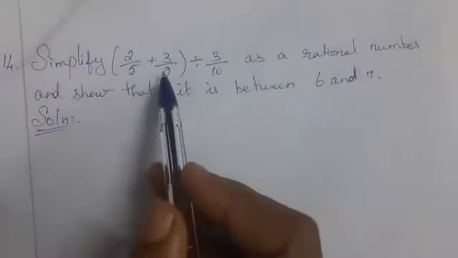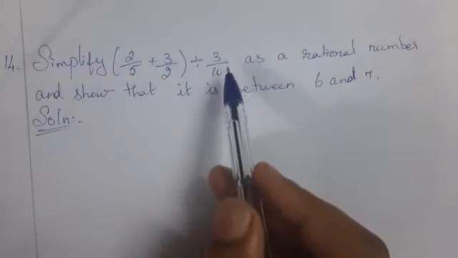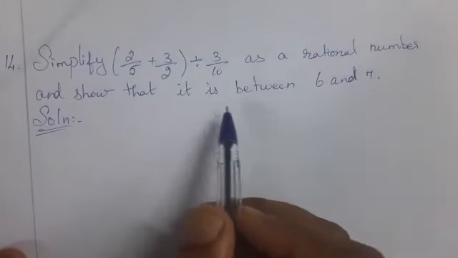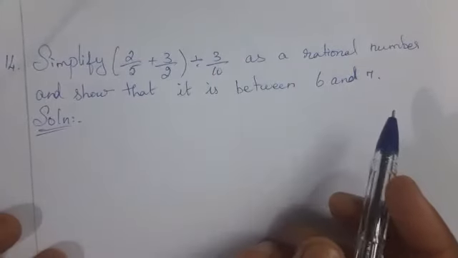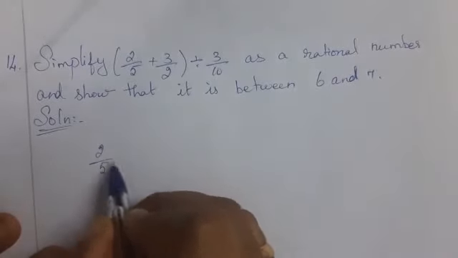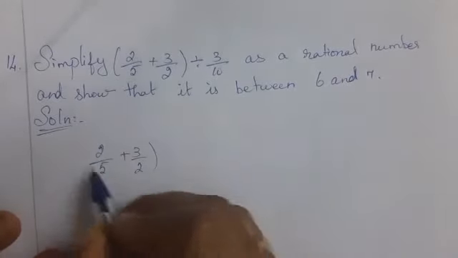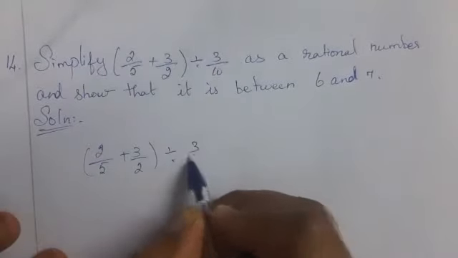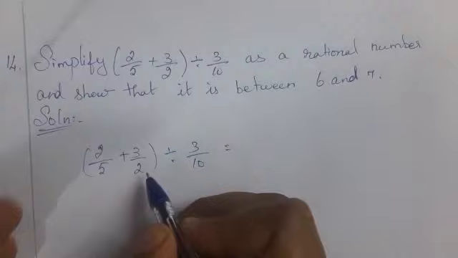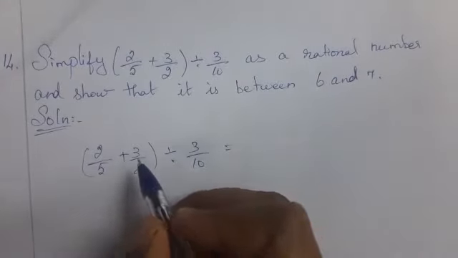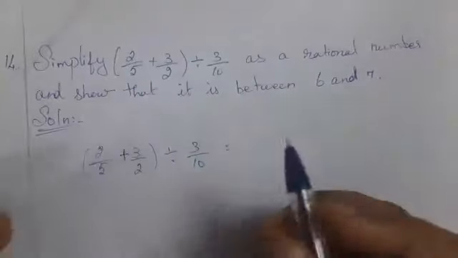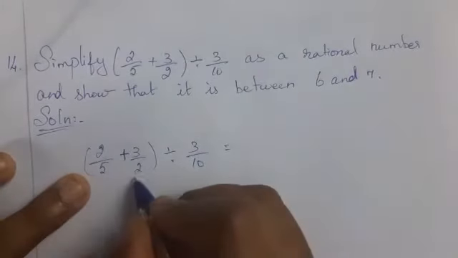Simplify 2 by 5 plus 3 by 2 divided by 3 by 10 as a rational number and show that it is between 6 and 7. This is simplify 2 by 5 plus 3 by 2 divided by 3 by 10. First do the work which is inside the bracket. Always you must complete the function which is inside the bracket. Therefore 2 by 5 plus 3 by 2.